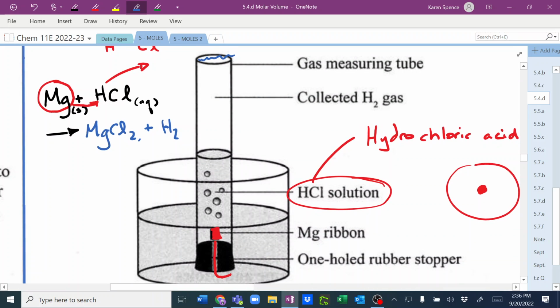MgCl2, and you will actually get a chart that predicts whether ionic compounds are going to be aqueous or solid. We'll look at that later, but that's going to be aqueous, and that's going to be a gas. Okay?